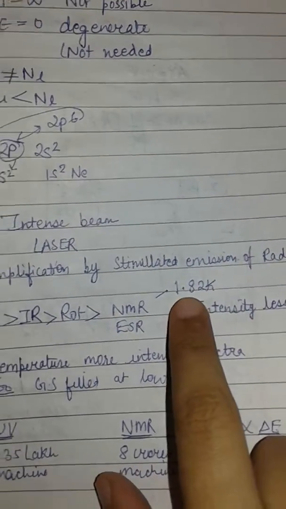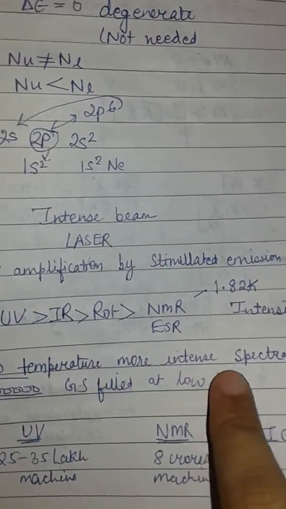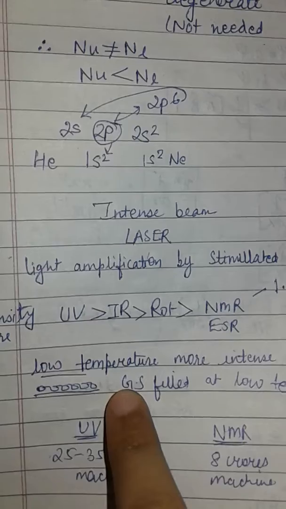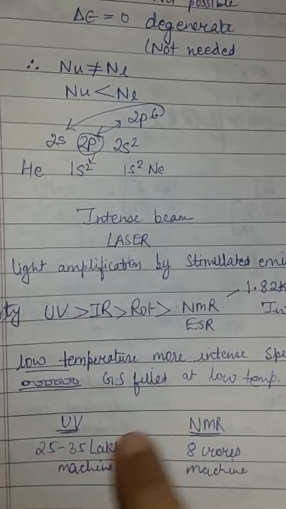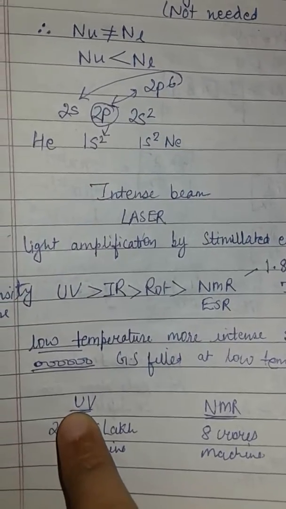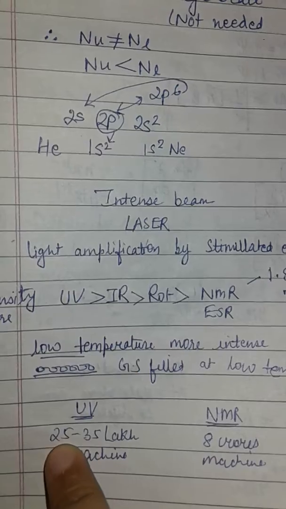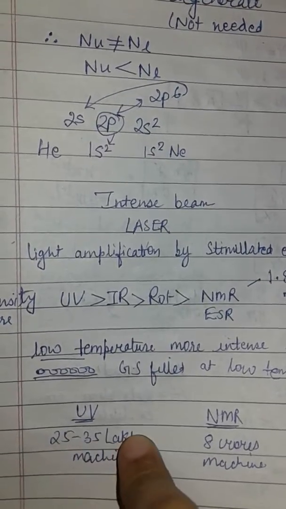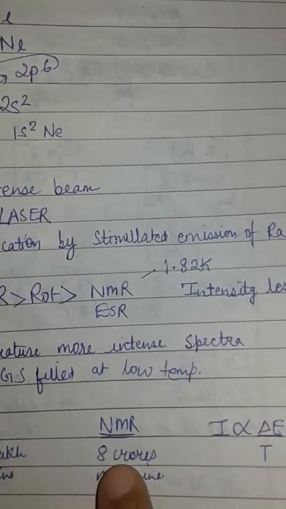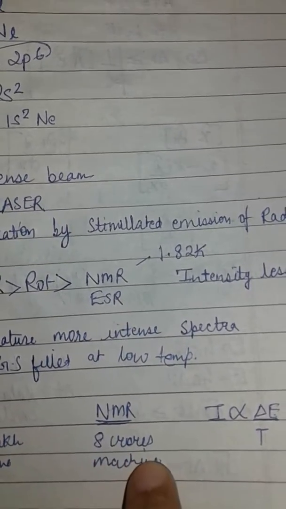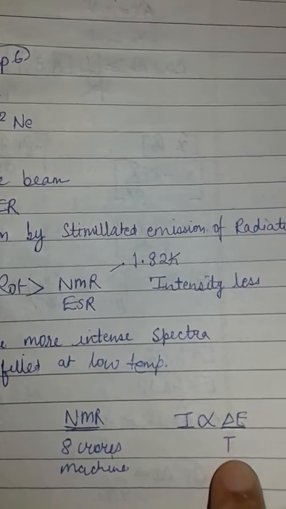Intensity is less. Now the lower the temperature is, the more intense the spectra will be, because the ground state is filled in case of lower temperature. That's why the intensity of UV is more. That's why the UV machine is 25 to 35 lakhs, but NMR, since its intensity is very low, is a very costly machine of around 8 crores. And intensity is inversely proportional to temperature.